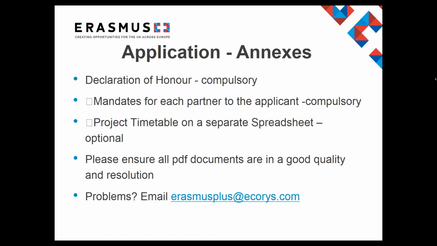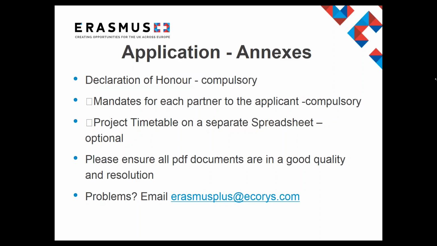As a reminder, the following documents must be annexed to the application form: the Declaration of Honor signed by the legal representative mentioned in the application form, and mandates of each partner to the applicant signed by both parties and with information identical to the information about the partners in the application form. A separate spreadsheet outlining the project timetable is optional. You may scan all partner mandates into one single file. However, the Declaration of Honor should be scanned and uploaded separately.